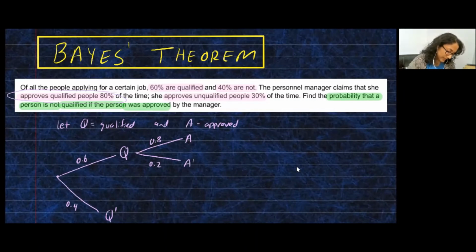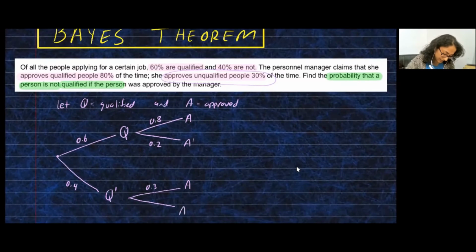Similarly, we know that she approves unqualified 30% of the time. So not qualified and getting approved, that will be the next branch. That is 0.3, 30%. And not being approved and not qualified, that's 0.7, because again, this sums up to 1. Now we're ready to answer the question.